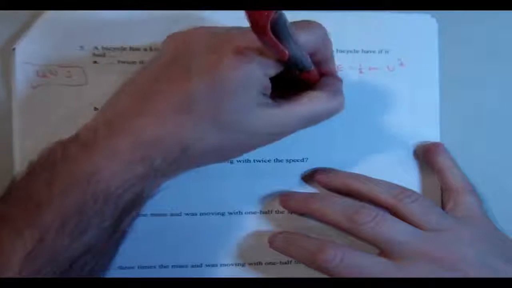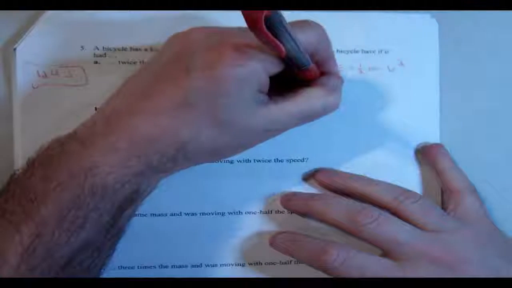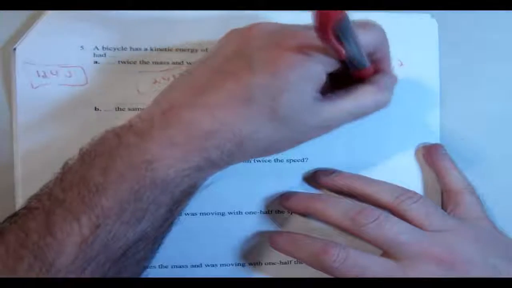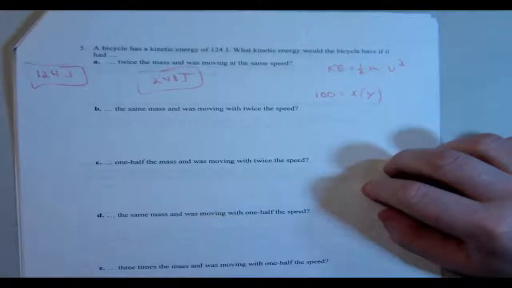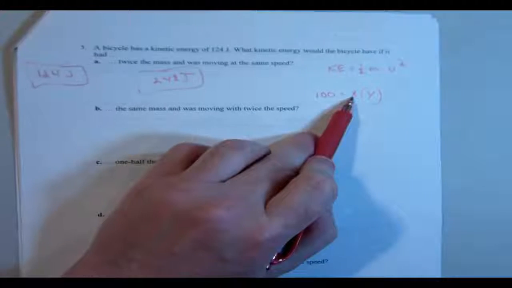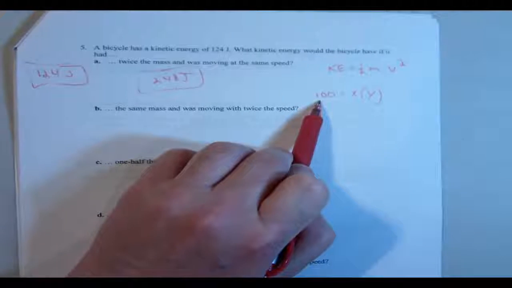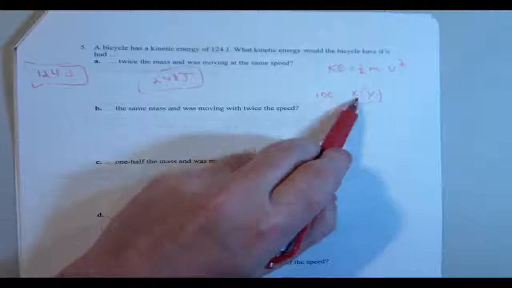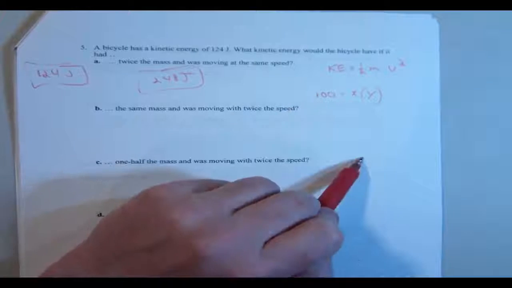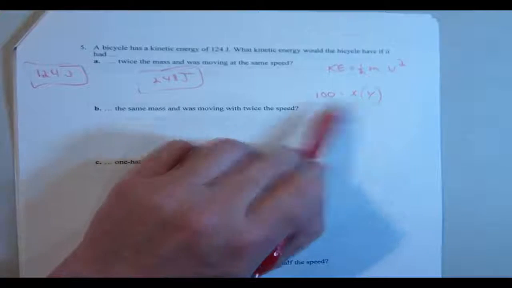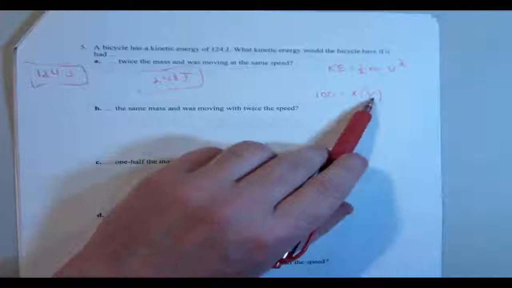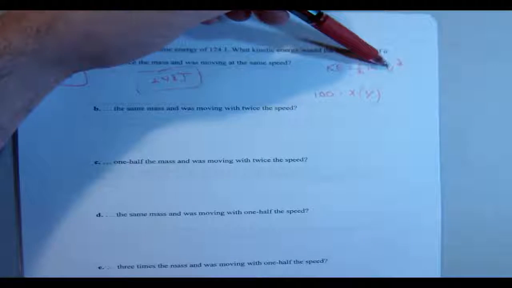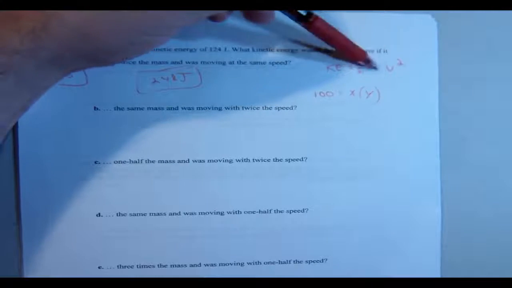If I have 100 equals x times y, and I double this, this is going to be 200. I don't need to know what x is. I don't need to know what y is. I just know that if I double this, this is going to double, because it's not squared. Hopefully that didn't confuse you more, but bottom line, I don't care what this is, because I don't need to know it.